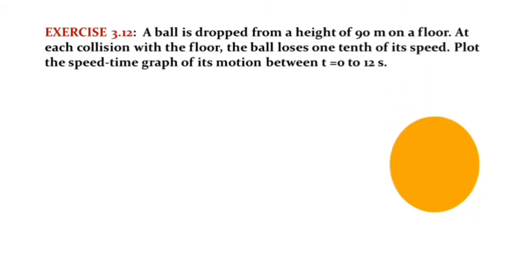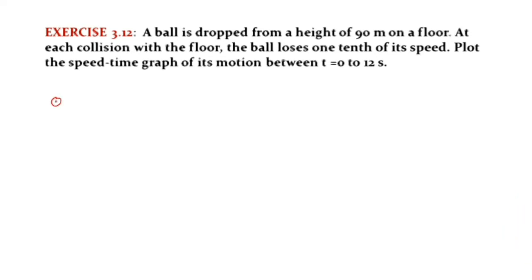A ball is released from a particular height. Ball will come from rest and it will come down with an increasing speed, and each time when it bounces, its speed decreases by 1/10. So this motion we have to draw in terms of speed time graph from the time is equal to 0 to 12 seconds. So let's discuss this question here.